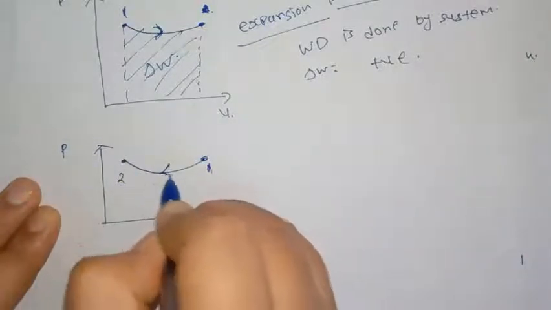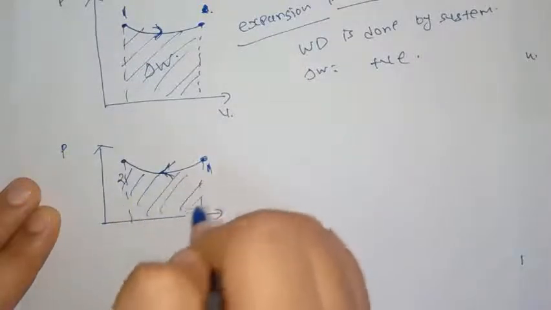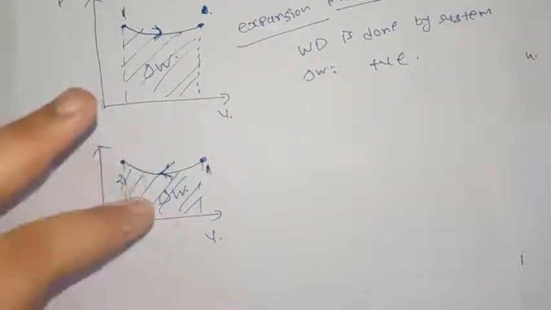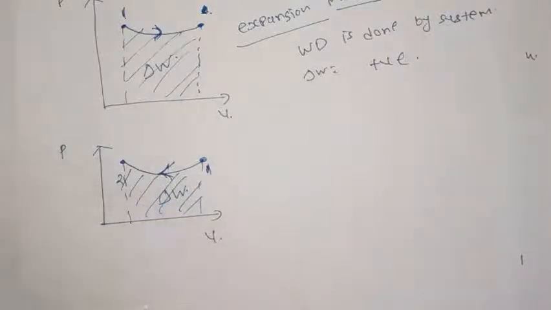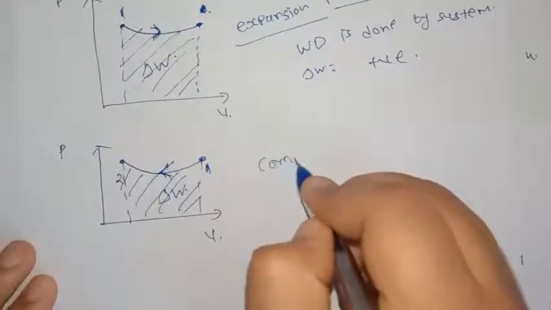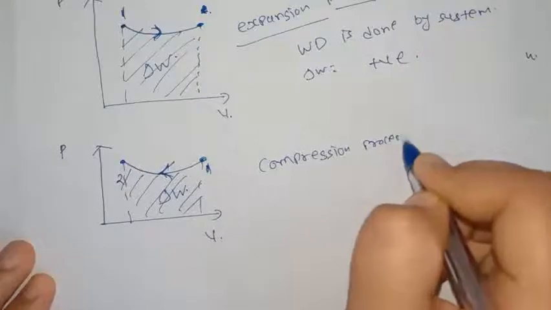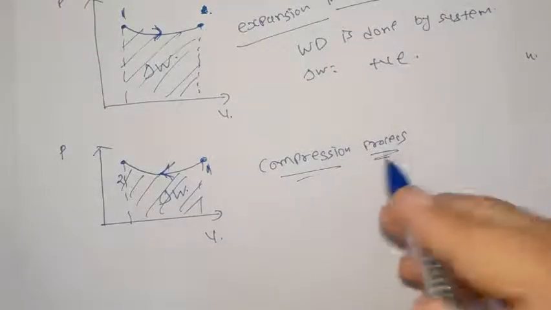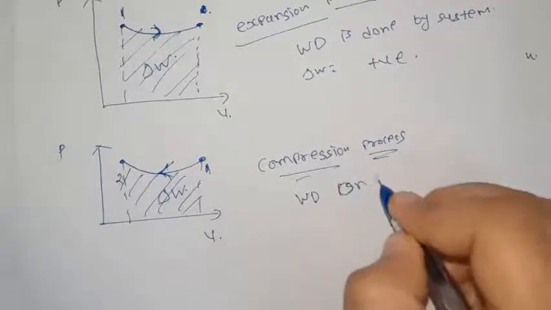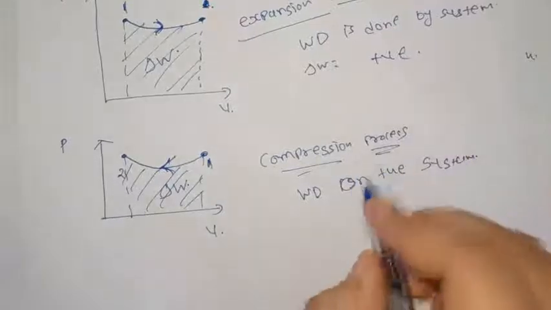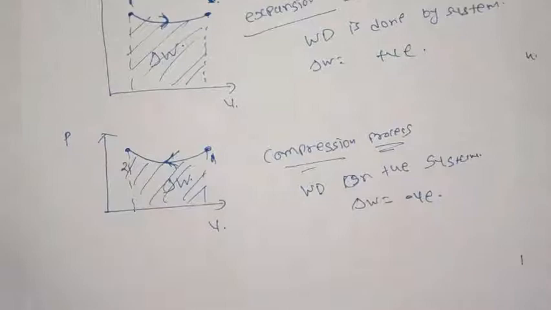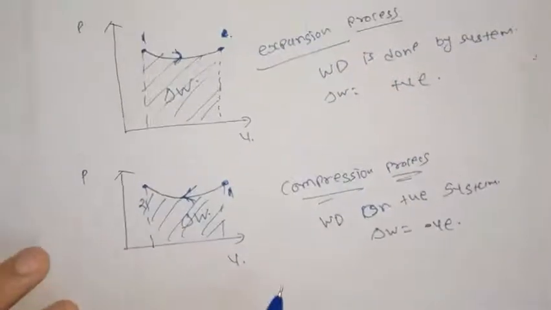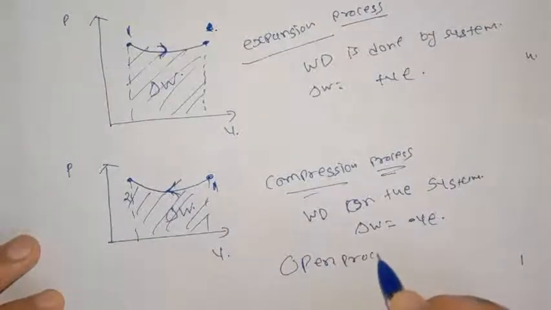Now in the reverse case, from 1 to 2, again the area under the graph will give us the value of work done, but here it is the compression process because volume is decreasing and moving from here to here. So it is the compression process. That means we have pushed the piston, due to that the volume of gas in the cylinder is decreased. So work is done on the system, so delta W will be negative. Now these are both open processes, but all the practical processes are cyclic processes.